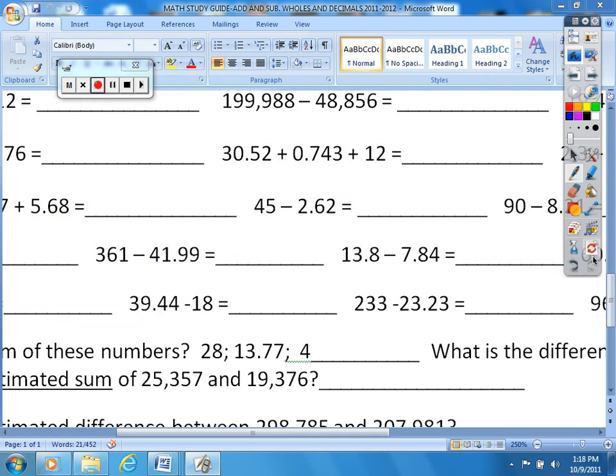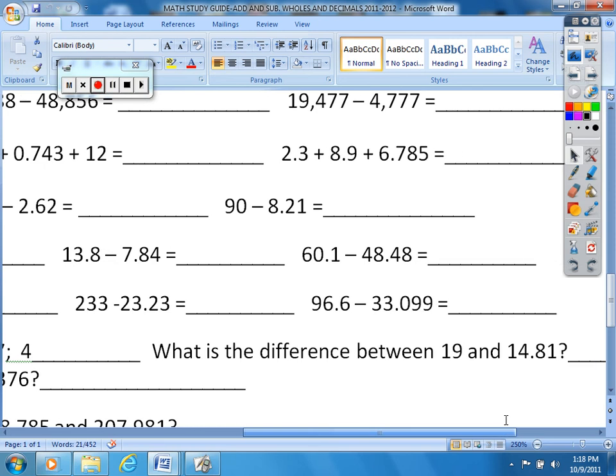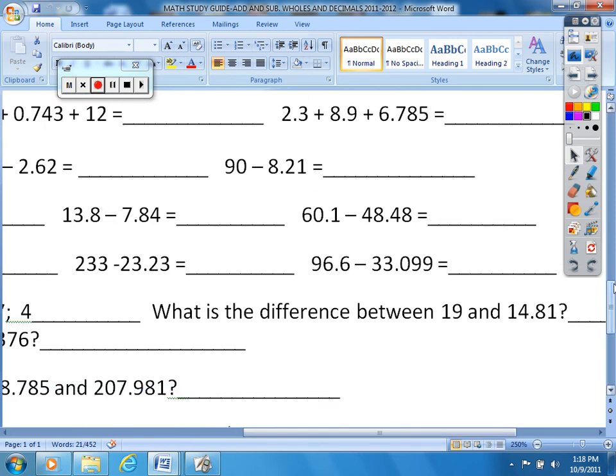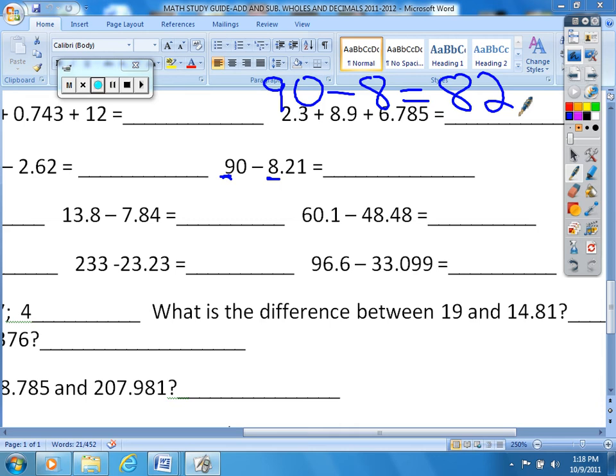Let's do another subtraction here. Let's do this one right here. This one, watch how quick I get my estimate. All right, this is 90 minus 8. Well, 90 minus 8 is 82. That was quick. That's how quick you should be doing an estimate.